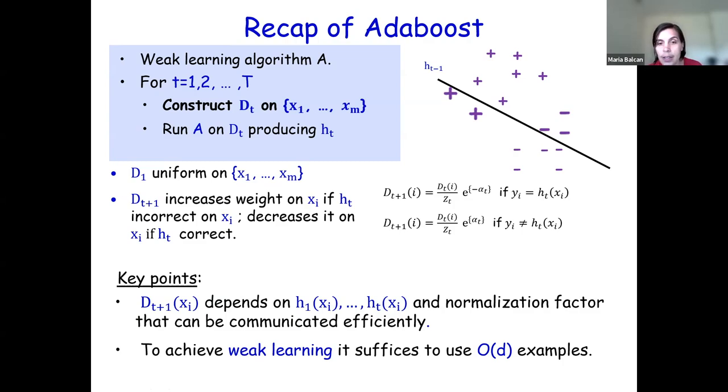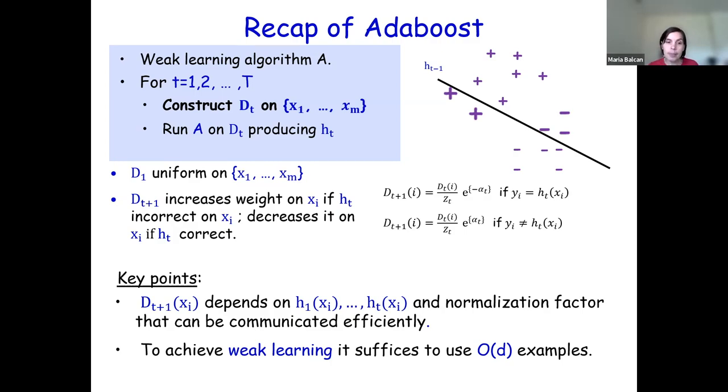Another key observation, which just follows from unrolling the equalities about how D(T+1) is constructed from DT using the weak learner HT, directly follows from the update rule. I'm not going to unroll it here on the slide, but if you do that unrolling, you can just observe it. The weight that xi has under distribution D(T+1) depends on how the previous weak learners h1, h2, ..., ht behaved on the example xi, whether they predicted correctly or incorrectly. And it also depends on this normalization factor, which is the sum of the weights over the examples seen in round T+1, but this is just a number that can be communicated efficiently. That's the first key point.